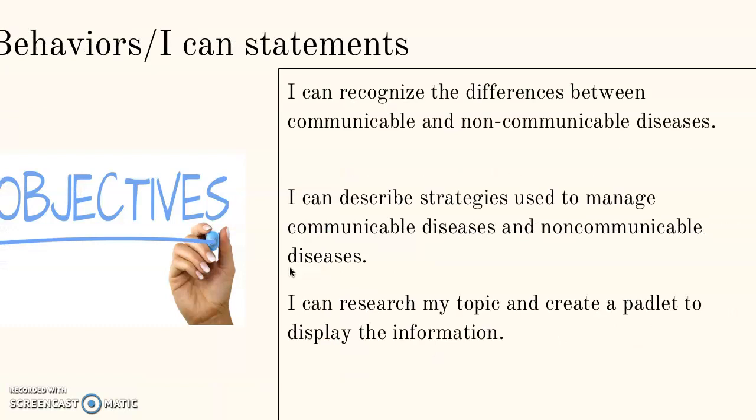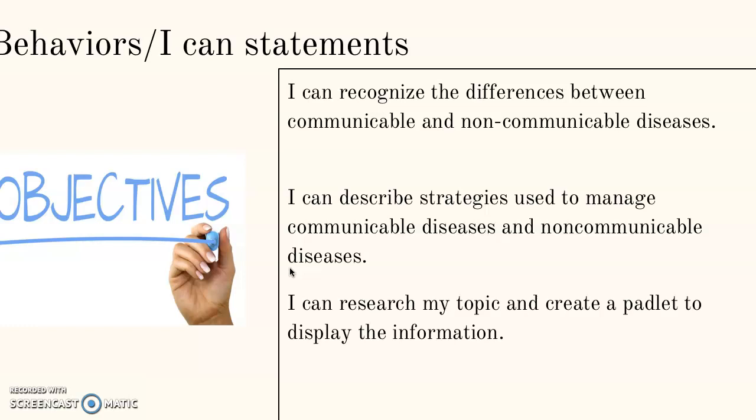So some behaviors and I statements that we have for this unit, related to our objectives, which we'll get into shortly. Being able to recognize the difference between communicable and non-communicable diseases. So seeing a disease and being able to tell this is communicable, and then seeing a different disease, maybe this is not communicable. So knowing the difference between the two.